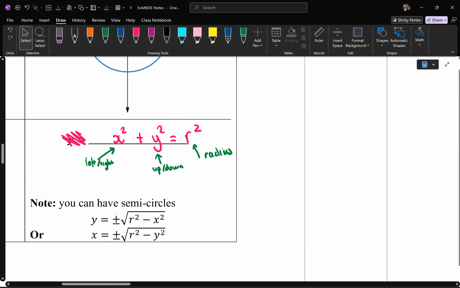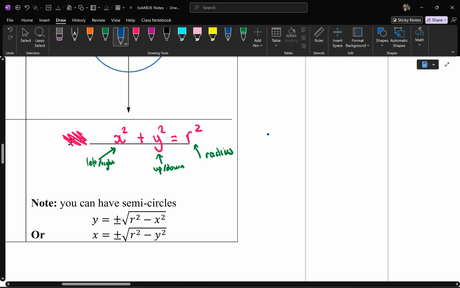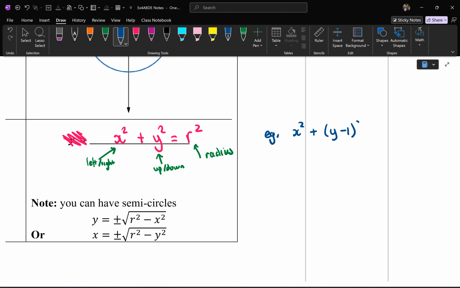Let's do an example. Write this in as an example. If I said x squared plus bracket y minus 1 squared is equal to 4. So write that example down. You know this is a circle because it follows x squared plus y something squared and it equals a number. This is a circle where the radius, remember r squared has to equal 4. So what would the radius have to be? If I square the radius and it has to equal 4, what would the radius be?